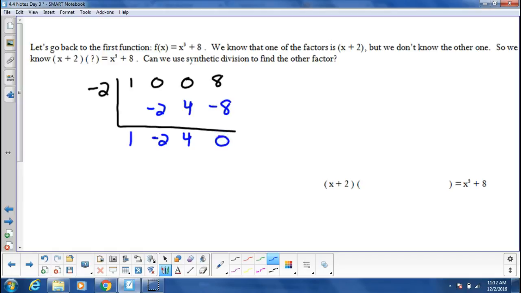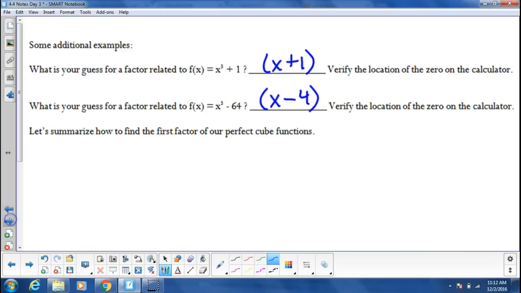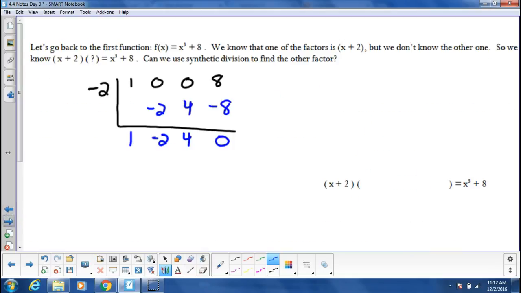Does that make sense that I should get 0 at the end? Yes, because we said back here that -2 was in fact a 0. It was a root, it was an answer, it was a solution. Okay? So, this produces my second factor. My second factor of x cubed plus 8 is going to be x squared minus 2x plus 4.